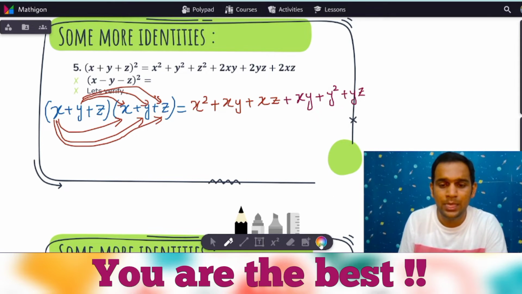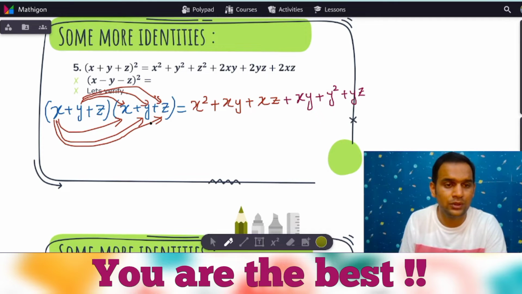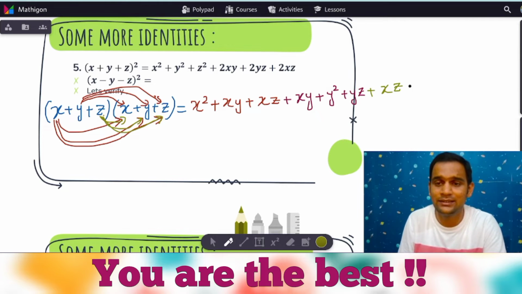Yes. Now let's get going with some more terms. Let me move to yellow. Now this z is going to get multiplied to all the three terms right now. Yes or no? So this becomes plus xz, z times x is xz, plus z times y, z times y is yz, plus z times z is z square. Now what do we observe? We have xy and xy.